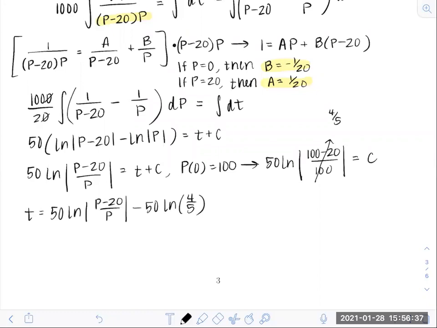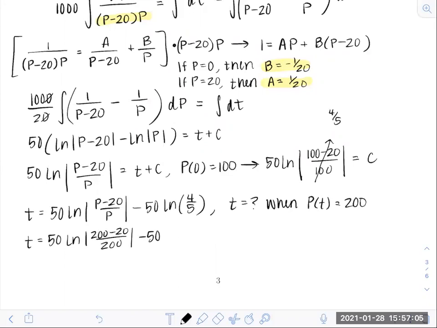All right, and then finally, we're looking for the time it's going to take for the population to double to 200. So t is what when p of t is 200. So I've already isolated t. Let's just go ahead and plug in 200 for our population. So 200 minus 20 over 200 minus 50 natural log 4/5.